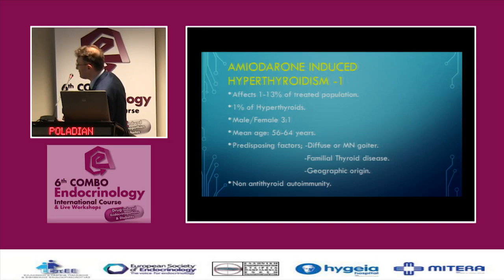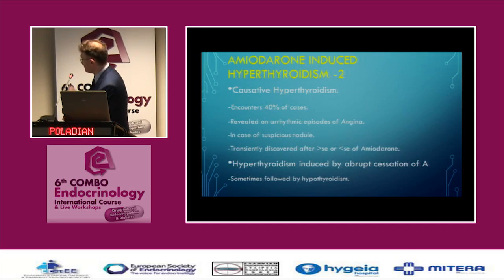What are the predisposing factors? It is the diffuse or multinodular goiter, familial thyroid disease, and geographic origin, as I showed you, and non-antithyroid autoimmunity. So, causative hyperthyroidism encounters 40% of cases. It's revealed in arrhythmic episodes of angina. In case of suspicious nodule, transiently discovered by increase or decrease of amiodarone, hyperthyroidism is induced by abrupt cessation of amiodarone because cardiologists do it so frequently. Sometimes it's followed by hypothyroidism.